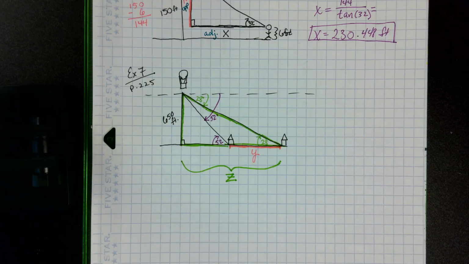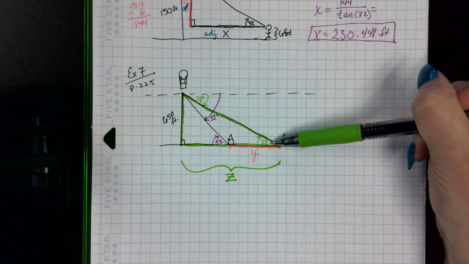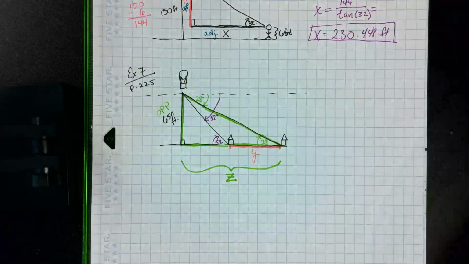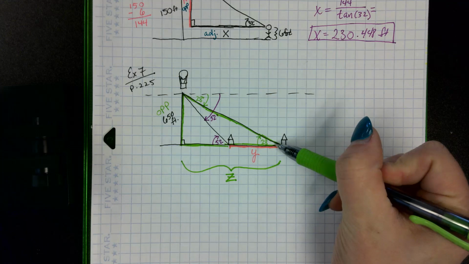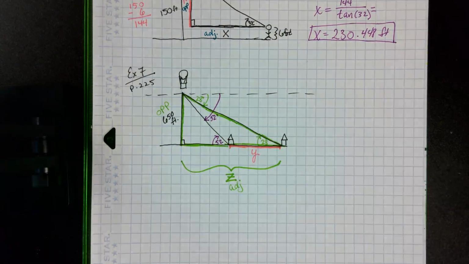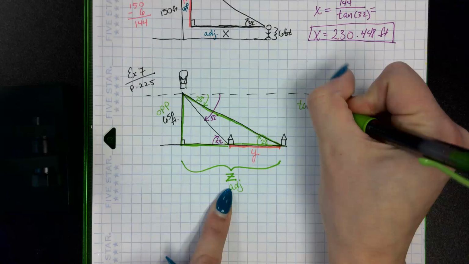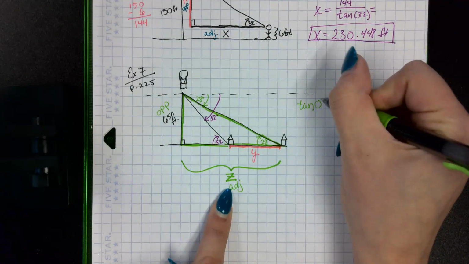All right, so first I'm dealing with the 28-degree angle. The side opposite the 28-degree angle is my opposite side. The side touching the 28-degree angle is the adjacent side. So Z is the adjacent side. So again, I have tangent because it's opposite and adjacent. So I can do tangent of 28 degrees.